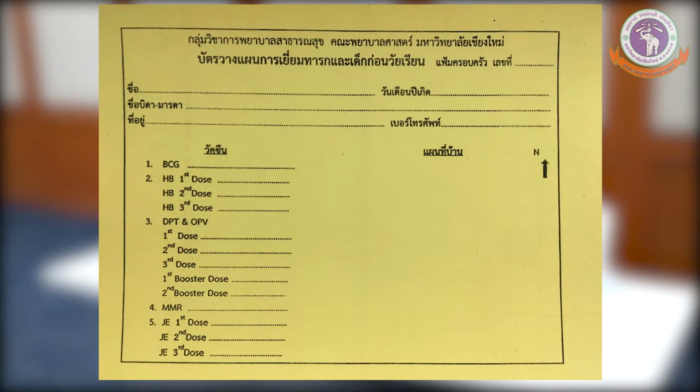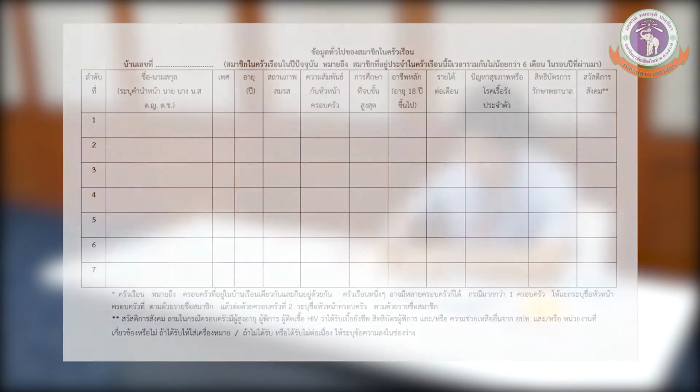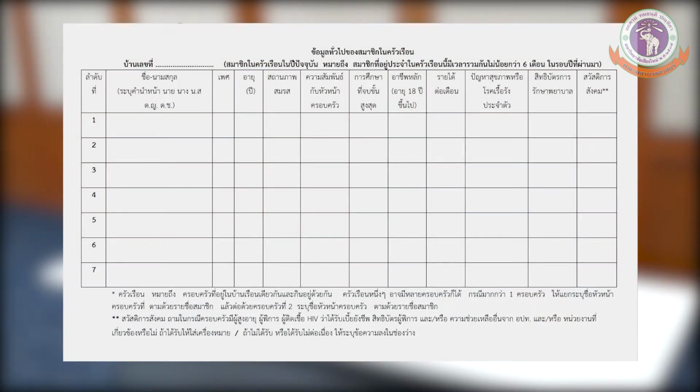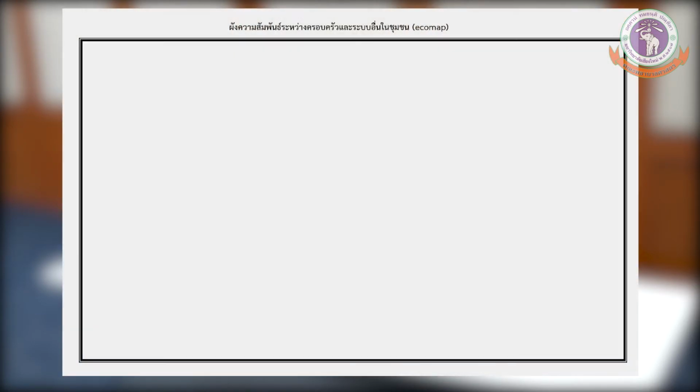The yellow card is used for infants and preschool children aged 0 to 5 years. The white card is used for family members with health problems, the elderly, and pregnant women. General information of members in the household record form. House map. Genogram. Eco map. The relationship between the family and other systems in the community.